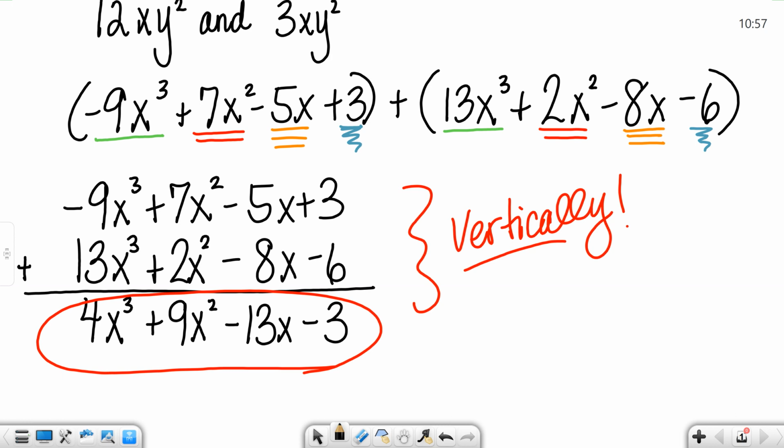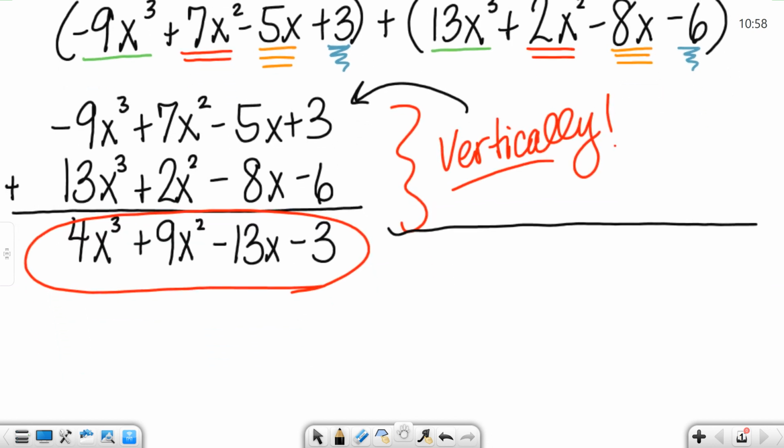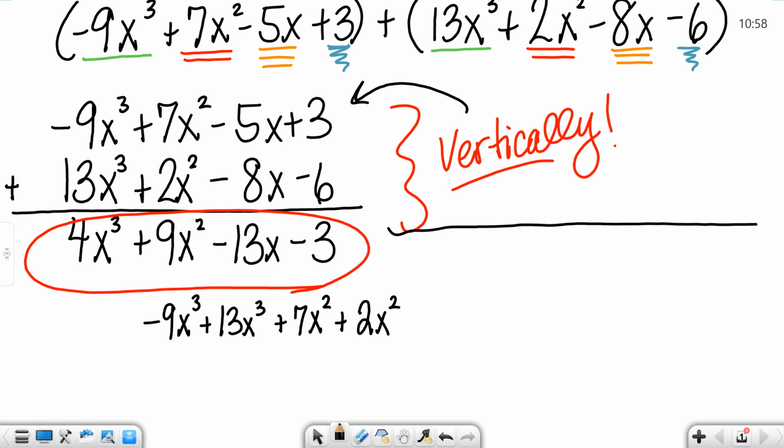The other way to do that, this way is stacking it vertically. If I choose not to write it vertically, then I'm going to put like terms beside each other. So let me slide this up just a bit. If I'm not doing it vertically, then I would write my like terms beside each other from the original problem. Those two I underlined in green, they are like terms. Then I have plus 7x squared plus 2x squared. Those are like terms.